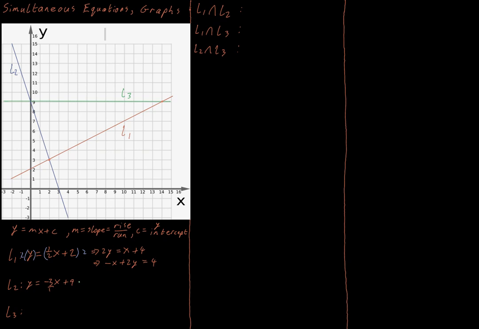So now I want to rearrange this. If I add 3x to both sides, I end up with 3x plus y is equal to 9. So those are my first two equations.